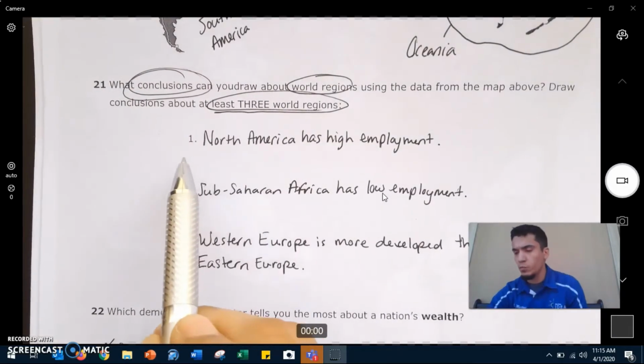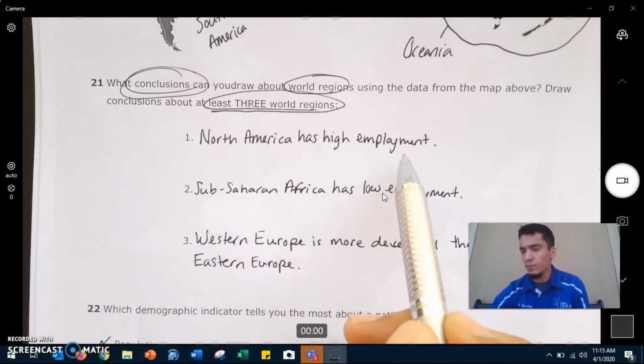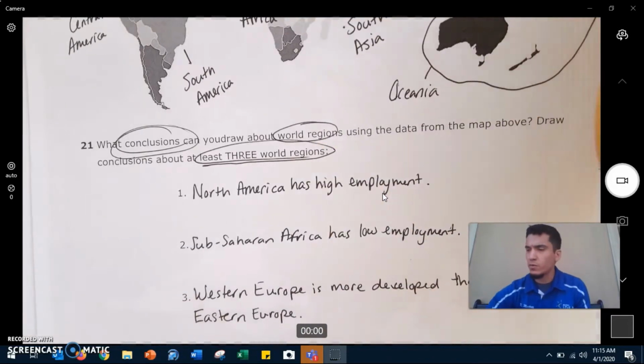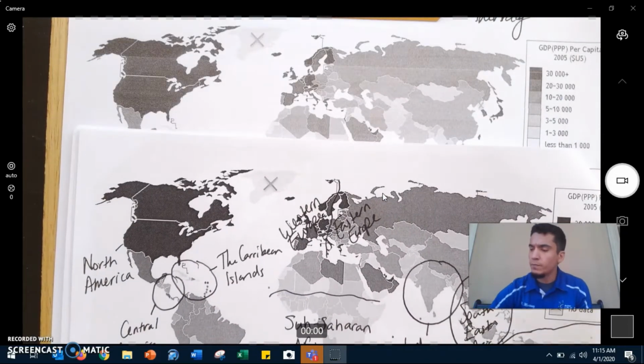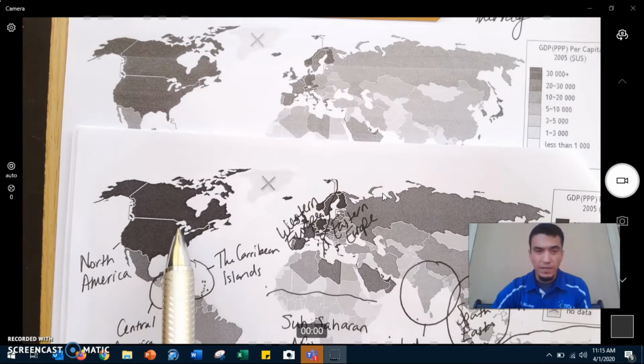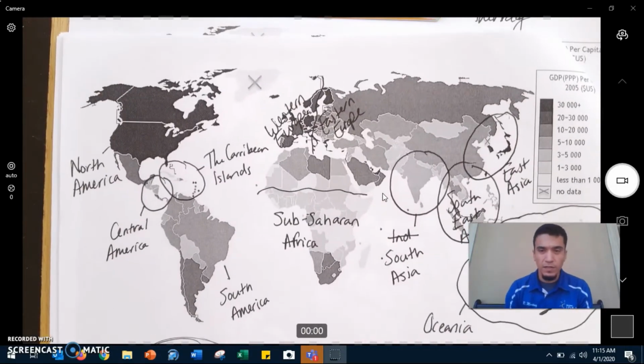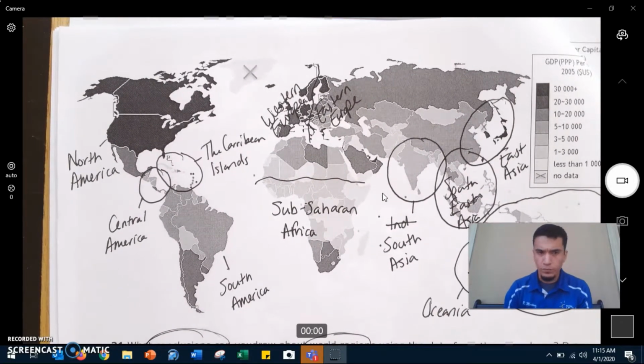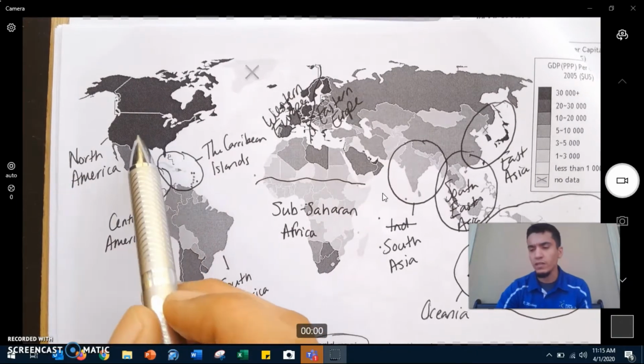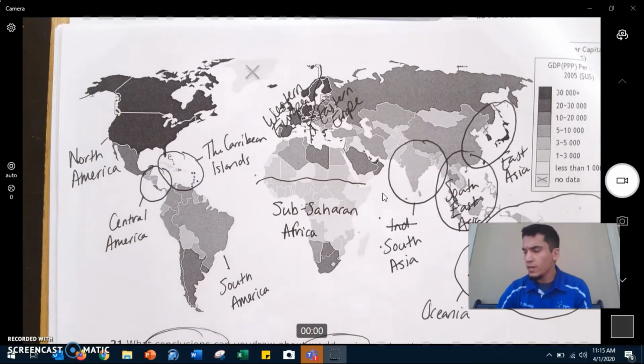Where that was one, North America has high employment, and the reason I put that is because according to the chart here, it has high GDP, right? North America's GDP is really high. And so that tells me a lot of people are working, they're getting good jobs, they're getting good pay.